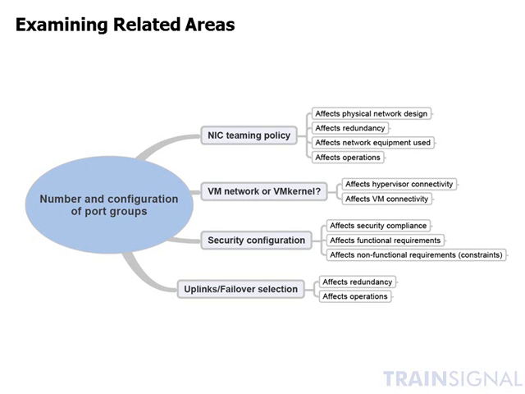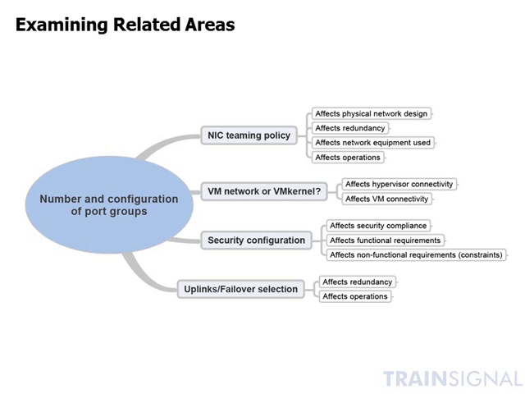So as we drill down one more level again in our use of a mind map type diagram to examine relationships and dependencies, we'll center in now on the number and configuration of the port groups, which is a portion of the virtual network topology, which in turn is a part of the overall logical network design.